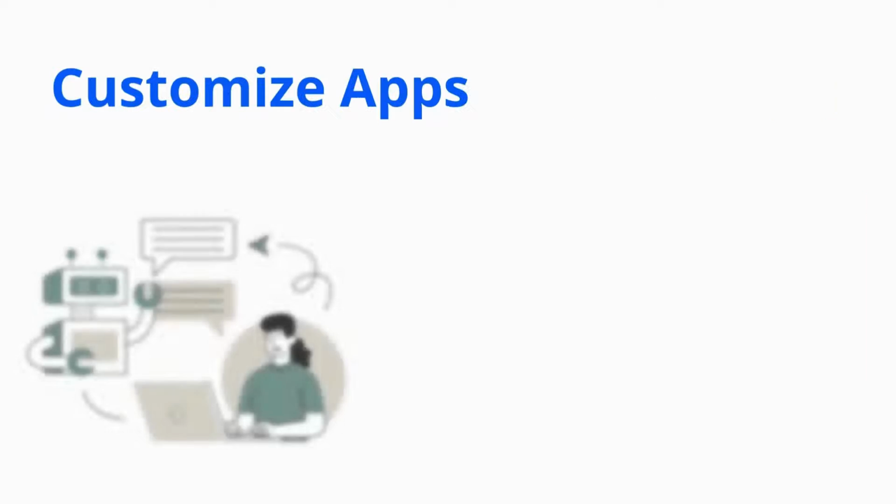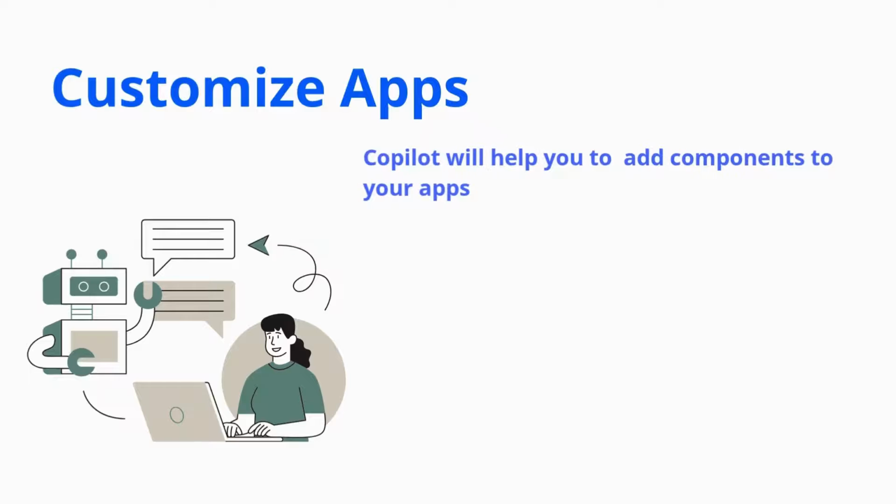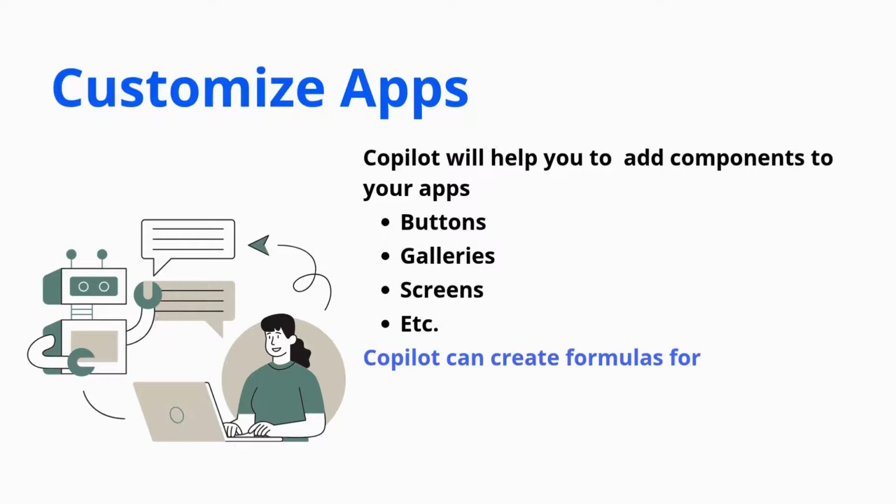By using the Copilot, you can customize your apps. Copilot will help you to add components to your apps, like buttons, galleries, screens, etc. By using the Copilot, we can create formulas for sorting, filtering, conditional formatting.